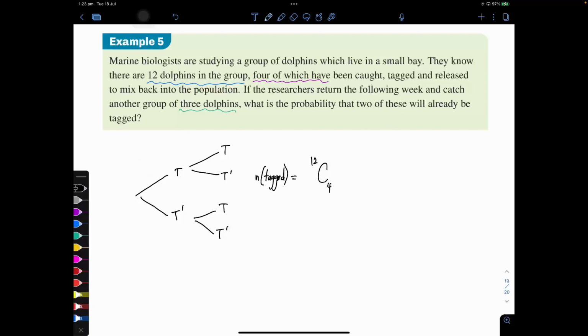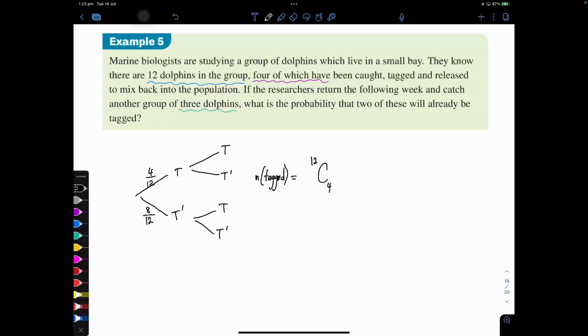Four tagged. 4 out of 12 tagged. There should be 1 out of 6. Why 1 out of 6? Catch another group of 3 dolphins. We have to find them. We don't want to cheat.